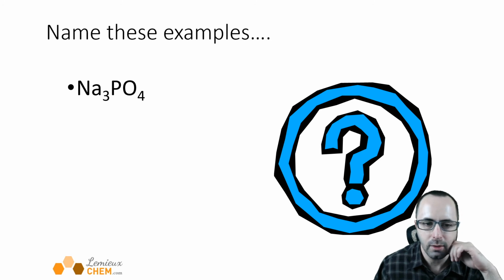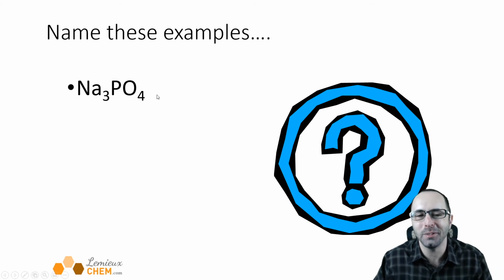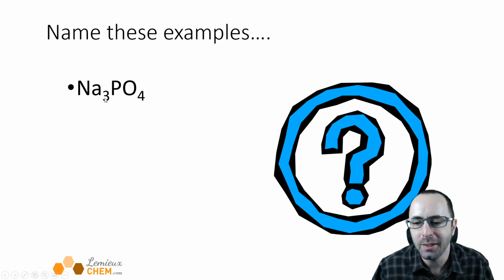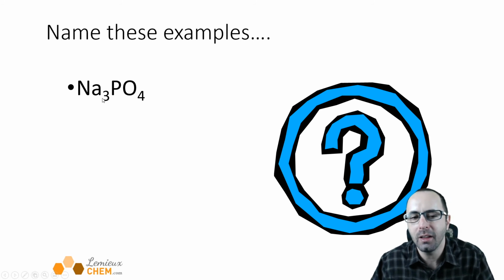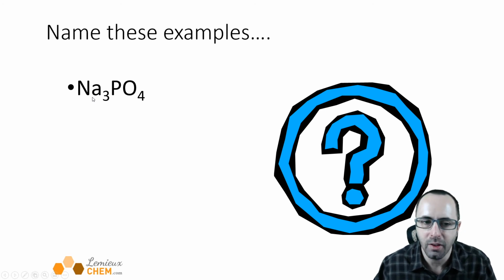Sodium phosphate. Or, well, I said the name. So name these examples. How did I know that? Well, first of all, I've got 3 sodiums. Sodium, we look at this, we say, okay, this is ionic because sodium is a metal. You should know that from your periodic table. It's way on the left side. And so it's not variable charge because it's in group 1. So we don't have to do a Roman numeral. We can simply call this sodium.